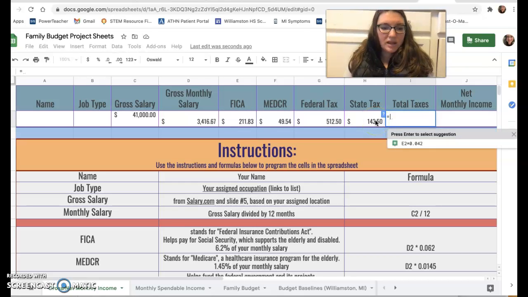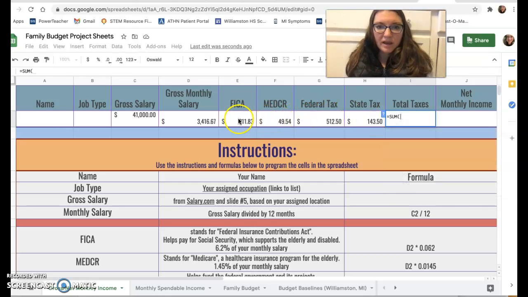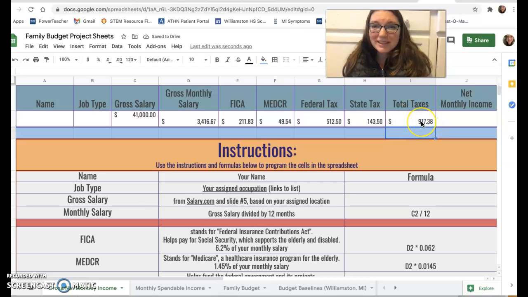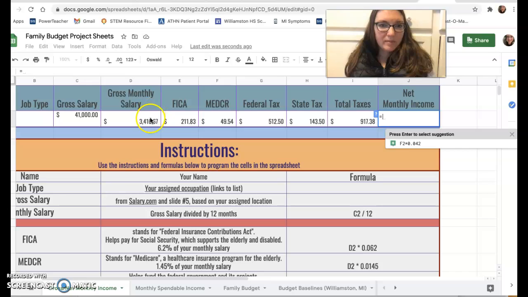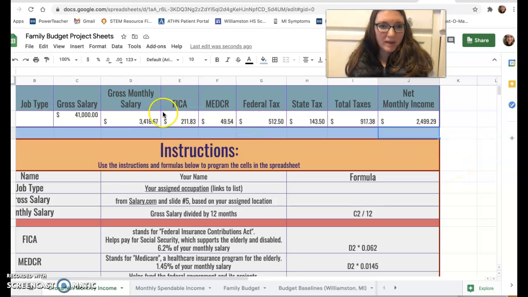So equals, I'm going to write sum, which means going to add them all up, of these, and you just highlight those, and that shows what you want to add together. You have to have parentheses around the things you want to add together, but it kind of does it automatically, but you might have to add in that last one there. Okay, so I'm spending a total of almost $1,000 on taxes every month, and my net monthly income is going to be equals my gross monthly salary minus what's taken out of it. All right, so I'm really making about $2,500 a month.